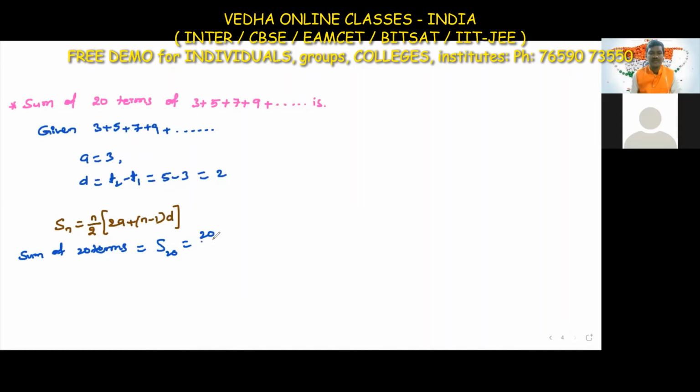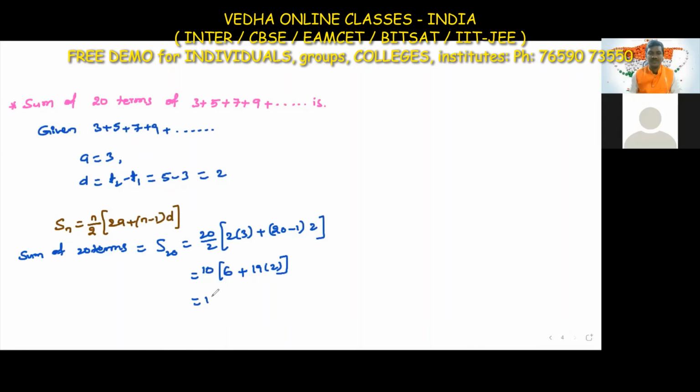Okay, n by 2, 20 by 2 into (2a, 2 into 3 plus n minus 1). What is the n value here? n is equal to 20. So 20 minus 1 into d. What is the d value? d is equal to 2 here. 20 by 2 is equal to 10. 10 into (2 into 3 is 6, plus 19 into 2).